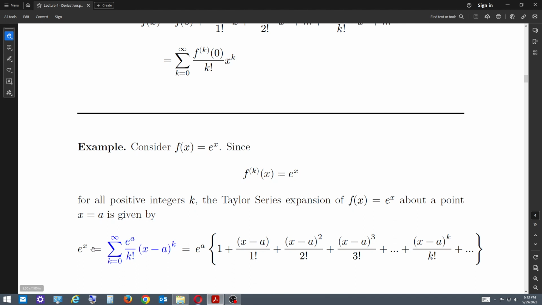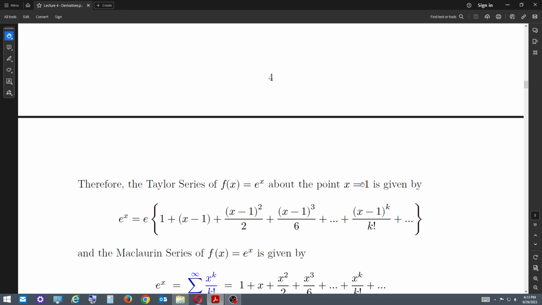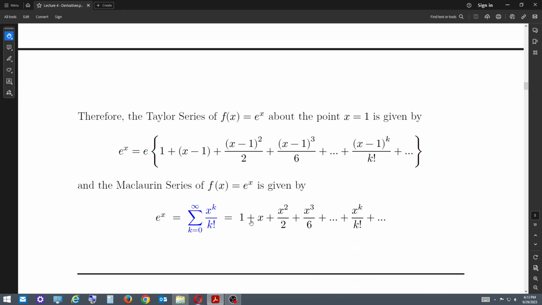Right, so we could factor out e to the power a if we wanted to and expand the summation like this. And this here is a general Taylor series expansion of f of x equals e to the power of x about a general point x equals a. If I chose a as a specific value, for example, a equal to 1, then I would get this Taylor series. If I chose a equal to 0, I would get the Maclaurin series, which is probably more noticeable or something that you might remember more.